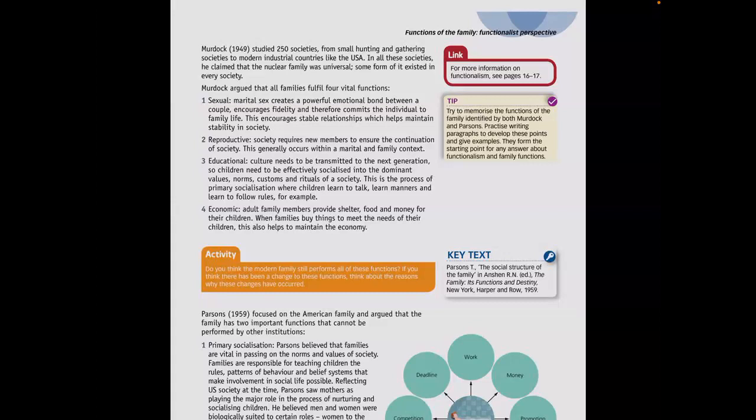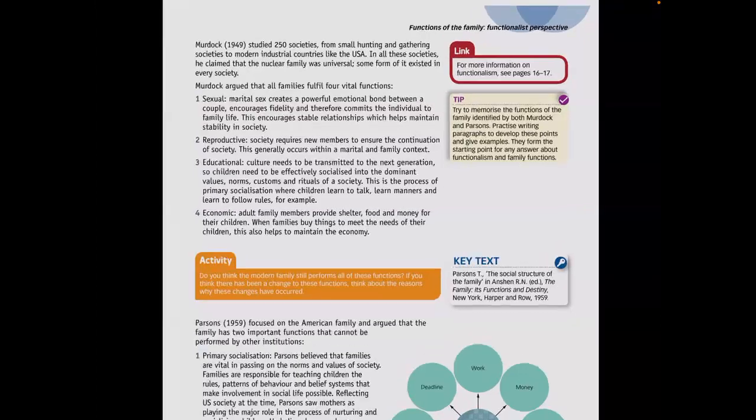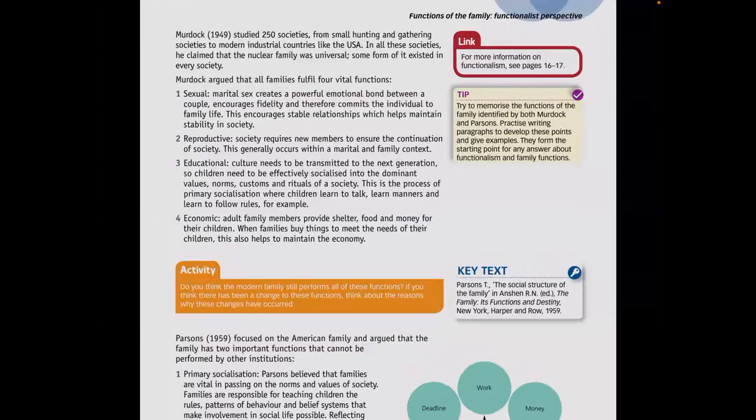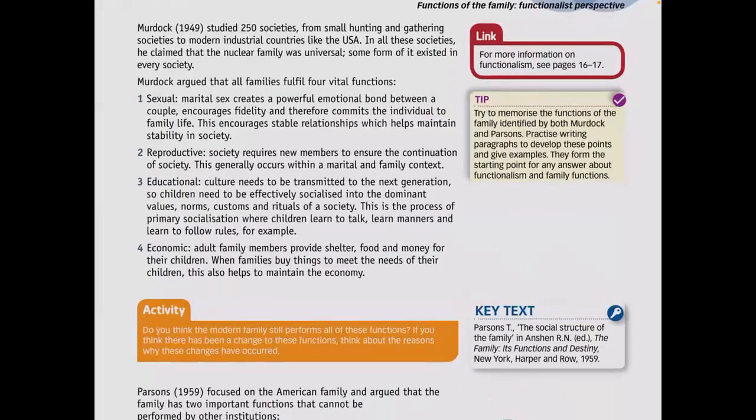At least 10 years back, everybody was in a nuclear family. Now people are obviously more into cohabitation because nobody really marries, they live together, and there are a lot of single parent families now. So all of those trends have changed, but for the longest time the nuclear family has always remained an ideal. So Murdock said that this image of the nuclear family is the most ideal, and it does exist in every part of society in some sense or the other. Murdock argued that all families fulfill four vital functions.